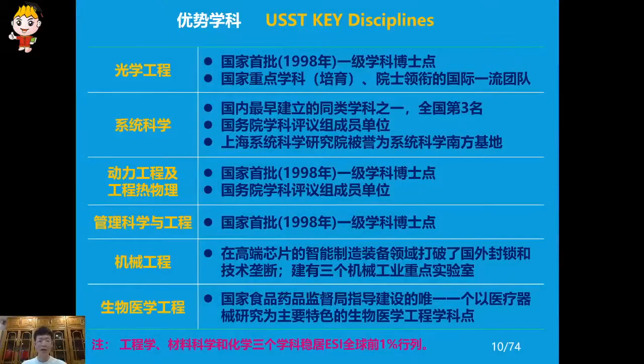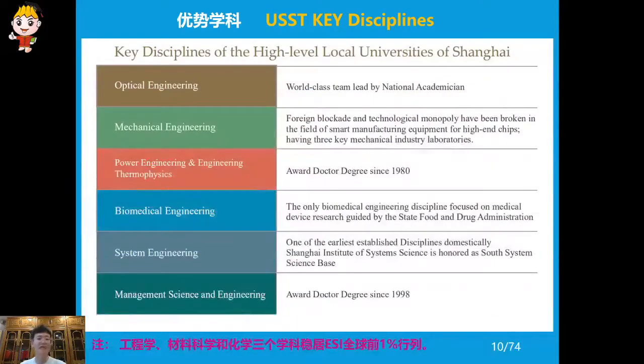And we have the key disciplines on the campus. Could you calculate how many key disciplines are in this PowerPoint? 1, 2, 3, 4, 5, 6. Perfect, that is 6 key disciplines. USST has a cluster of key disciplines. So today we're going to introduce USST's 6 disciplines. We'll pick 1 or 2 examples to illustrate.